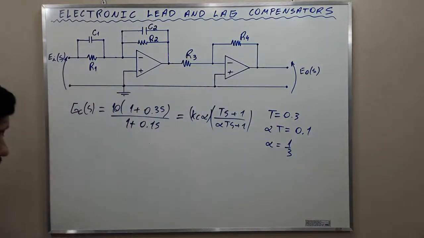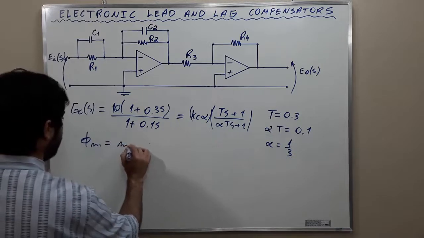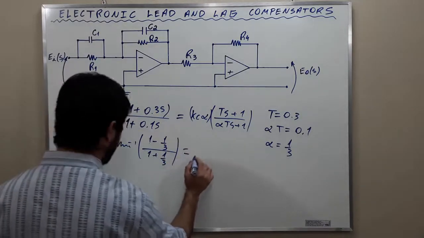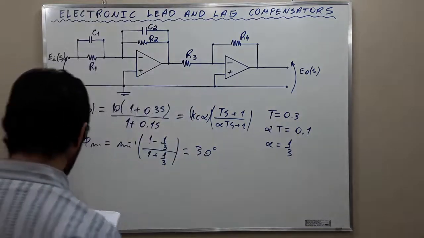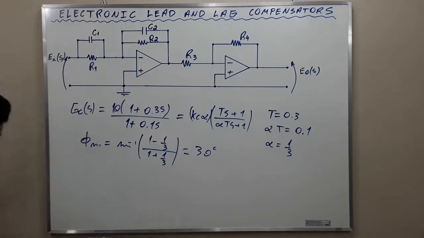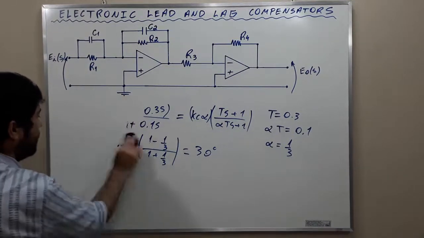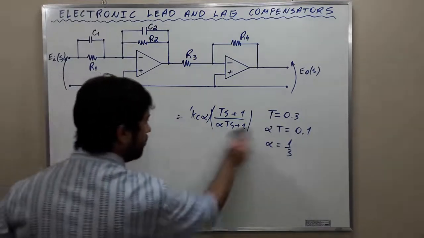With this value of alpha, we can calculate the maximum phase shift, which is phi m equal to the inverse sine of (1 minus a third) divided by (1 plus a third), which is equal to 30 degrees. This is the maximum phase shift this lead compensator would provide. Now let's solve another exercise which is similar to this, and this exercise will involve the frequency at which this occurs. Let's see another exercise that discusses this concept of maximum phase shift provided by a lead compensator.